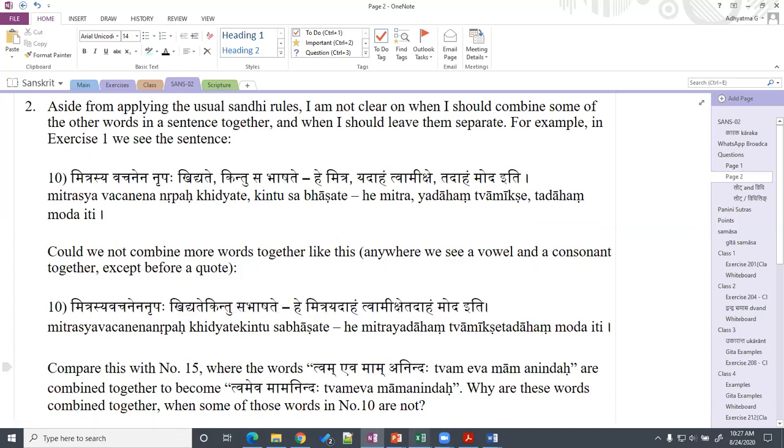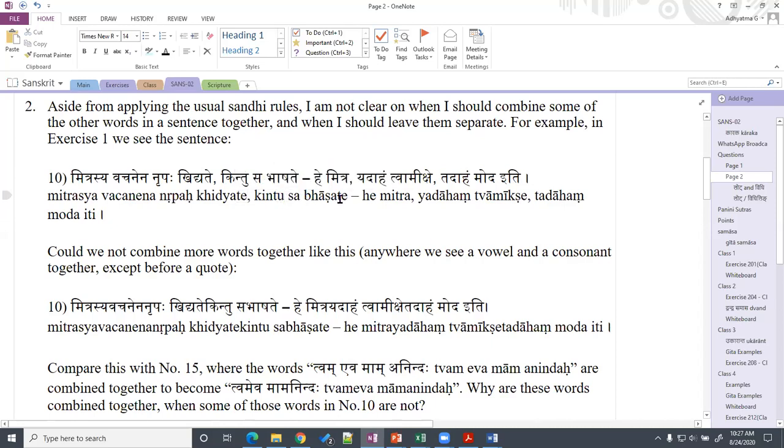So if you look at here, the general rule in Sanskrit is that if a word ends in a vowel, it is not combined with the next word. If a word ends in a consonant, generally they are put together. So here, every word is ending in a consonant. You see, mitrasya vachinena nrupah, either visarga or a consonant. So the visarga sandhi rules will apply. Then you see that this is all vowels.